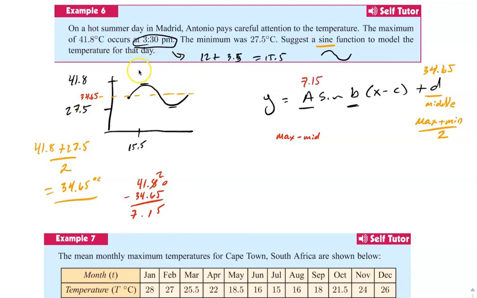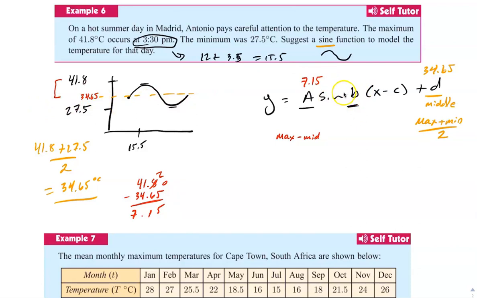Right. So again, for me, the key is always all about finding the middle. If you find the middle, then it makes finding the amp super easy. Now, to find the middle, just take the max and the min, divide by 2. Get your middle. Now to find the amp, you just subtract the distance between those two. You got those. Next is the period.